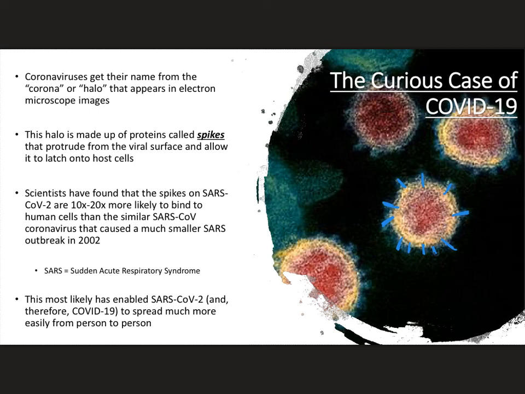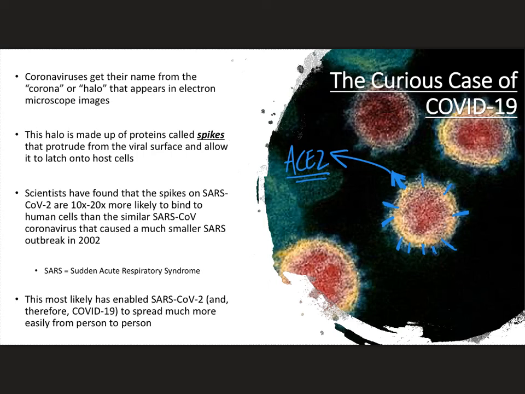So in other words, these things can latch on to enzymes. We have these enzymes called ACE2 enzymes in humans, and these spikes on the SARS virus can stick to that enzyme and then gain access to our cells. Now, scientists just a week or two ago discovered that the SARS-CoV-2 spikes are about 10 to 20 times stickier, or 10 to 20 times more likely to bind to human cells than some similar viruses we had seen in the past.